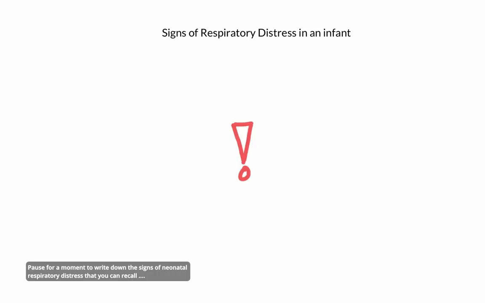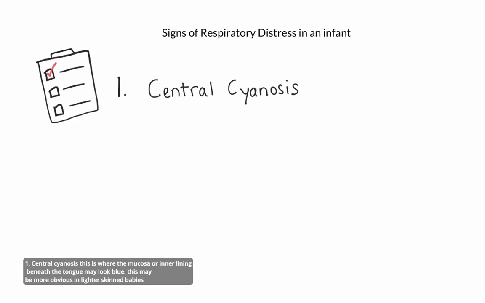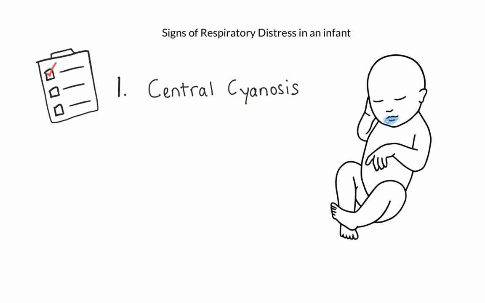Let's talk about the signs of respiratory distress in a newborn. Pause for a moment to write down the signs of neonatal respiratory distress that you can recall. Signs of respiratory distress may include: 1. Central cyanosis. This is where the mucosa, or the inner lining beneath the tongue of the neonate, may look blue. This may be more obvious in lighter-skinned babies.